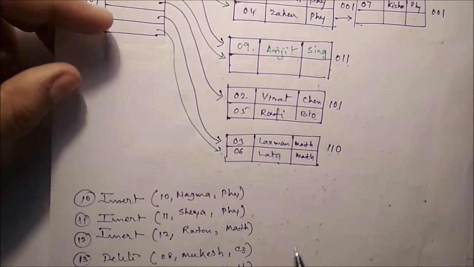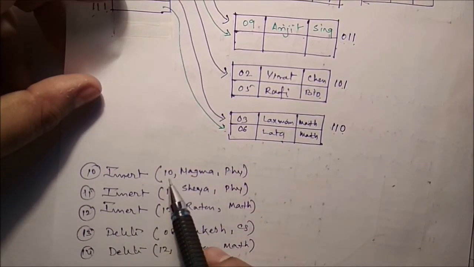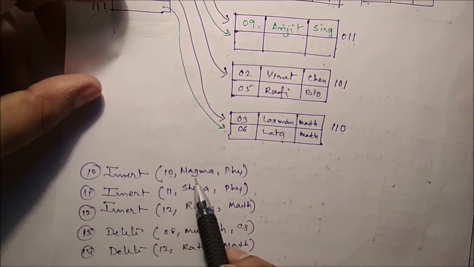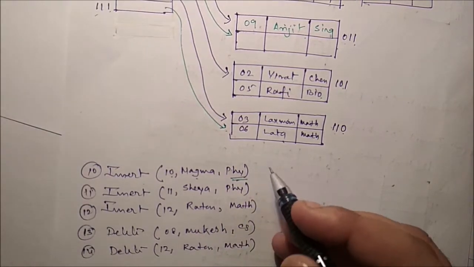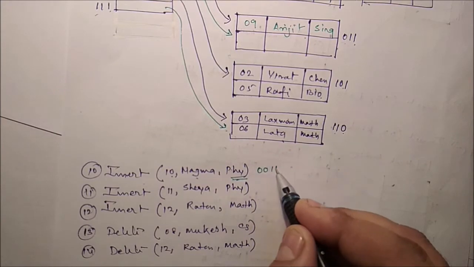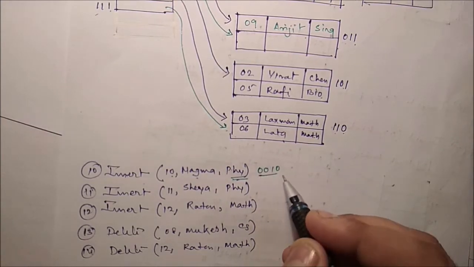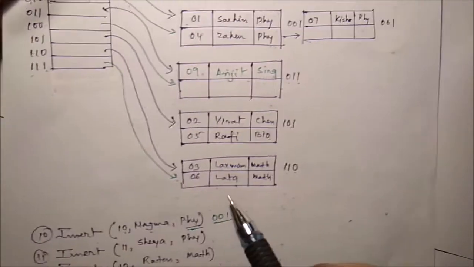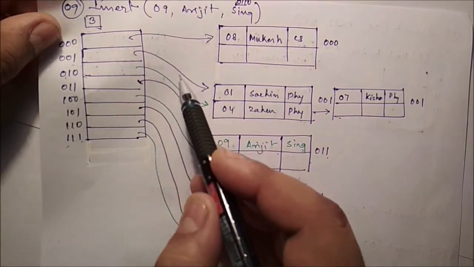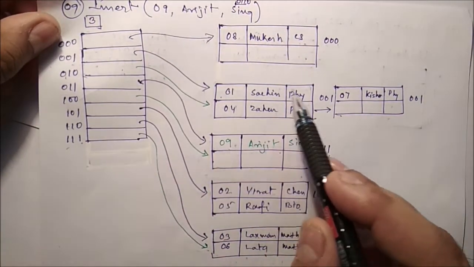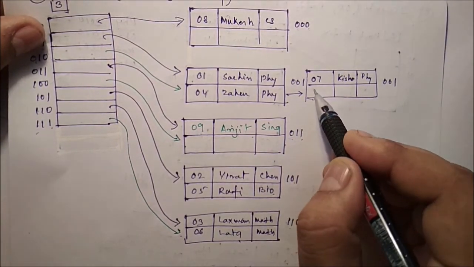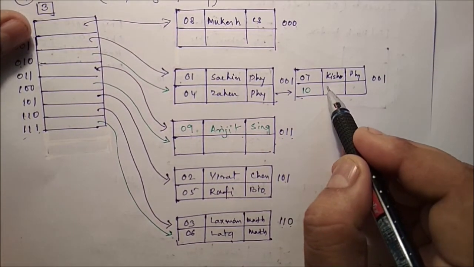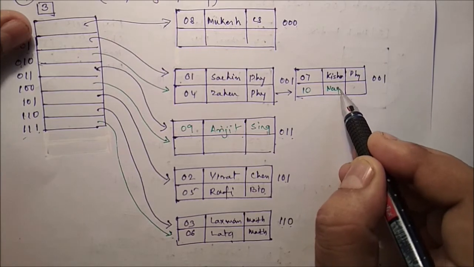Okay, now suppose we want to insert roll number 10, Nagma, physics. For physics, we already know the code is 0010, so you have to take the first 3 digits. So 001 means we have to insert here, but it is full. Now you have to see the next one, where the space is there to store roll number 10, Nagma and physics.